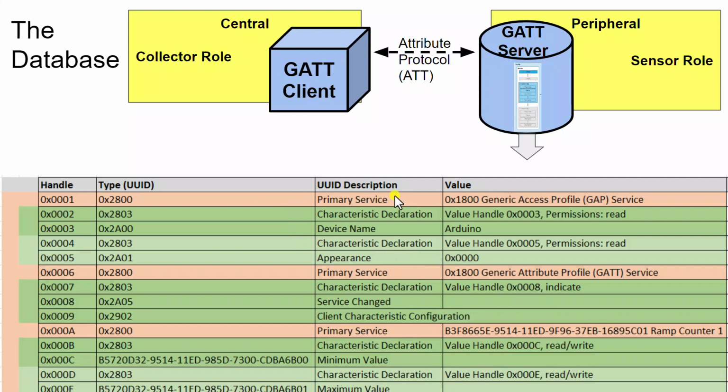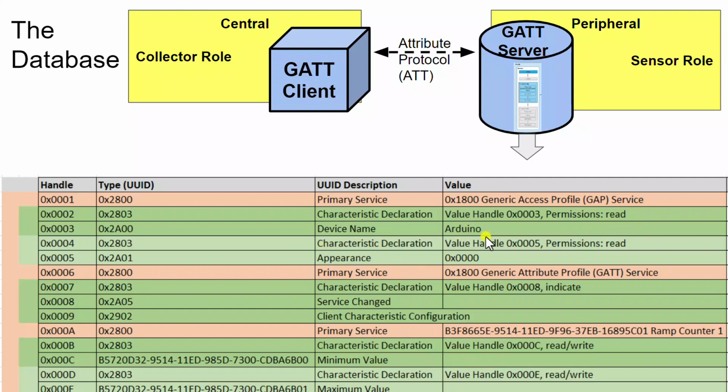The other thing on the database is that we have here with the service, when we look at one of the characteristic declarations, we can see that this says the value handle is 03. So this characteristic declaration is for this particular attribute, which is the device name, which happens to be Arduino, and the permissions are read-only permissions.